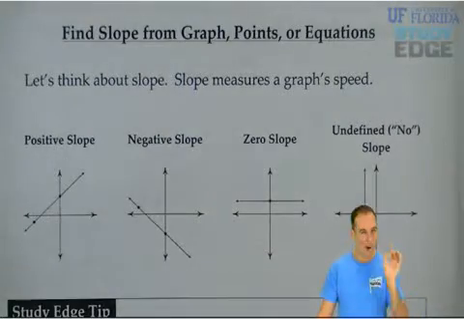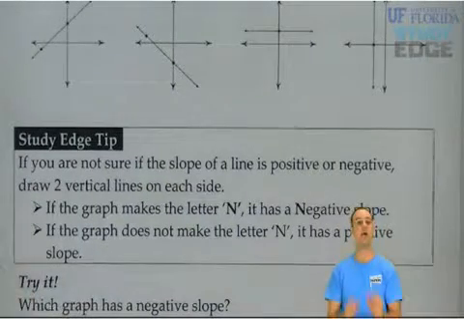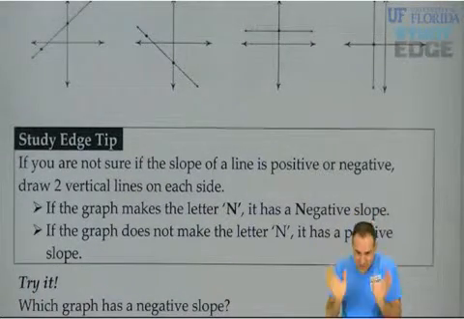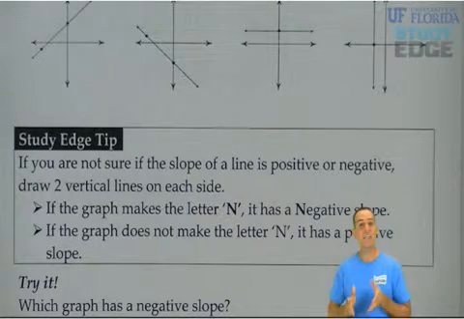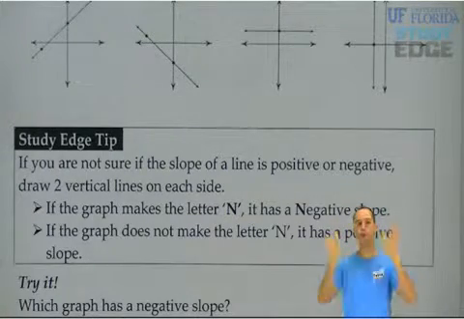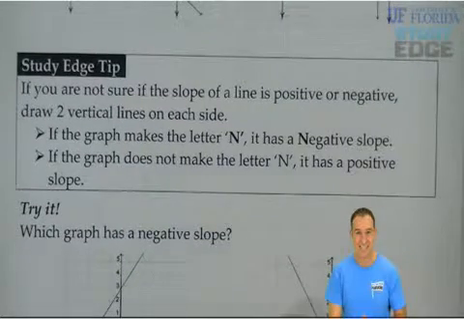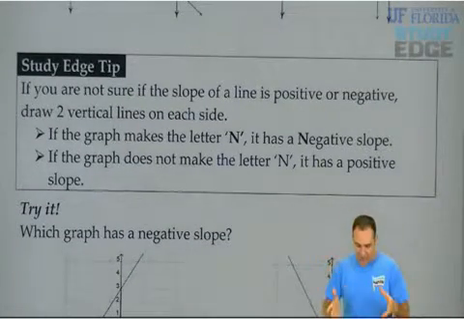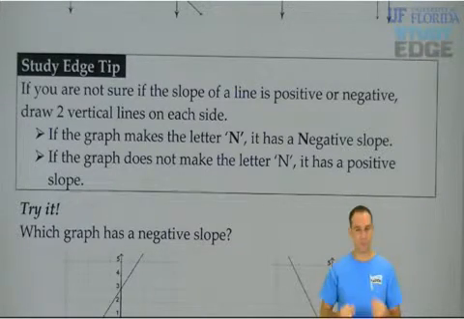Now, I do like to always mention, whenever you're looking at a line and trying to figure out slope, I've got one little study tip for you. If you're not sure if the line is positive or negative, sometimes you get confused. If you're not sure, draw two vertical lines on each side. If the graph makes the letter N, it has a negative slope. And if the graph does not, then it's a positive slope. That's how I try and remember that.